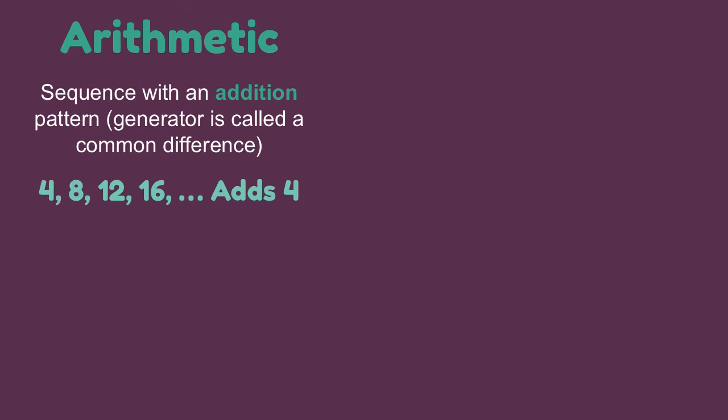Let's talk about the names of these different types of patterns. So the first pattern that you need to know about is an arithmetic sequence. An arithmetic sequence is a sequence that you get from doing addition. The generator is called a common difference. So in the example we looked at before, 4, 8, 12, 16, the common difference would be 4 because that's the number that we're adding every time. We generate the sequence by adding 4.